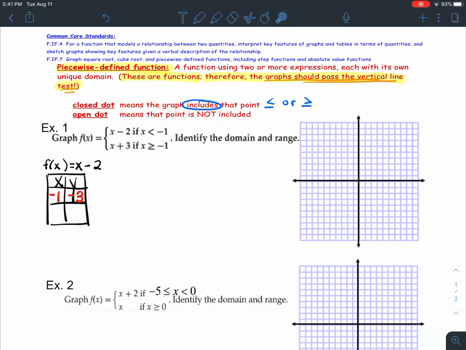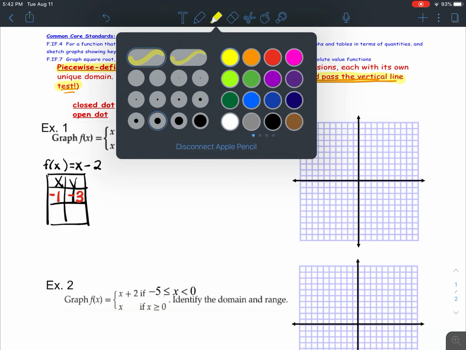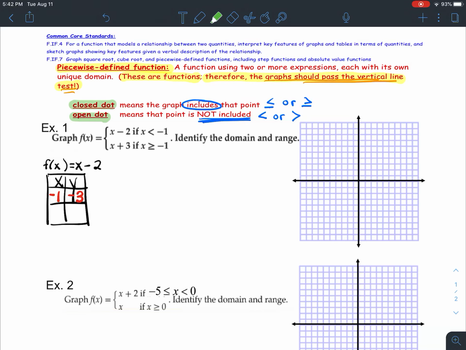A closed dot means the graph includes the point. So if your inequality symbol has an equal to bar underneath it, so either a less than or equal to bar or a greater than or equal to bar, it means it's equaling that point and you would want to close it in. If your inequality symbol does not have an equal to bar underneath it, so just a less than or a greater than, then it means you're not actually including that point, and you would make that point then open. Okay, so let's look at what our symbol is.